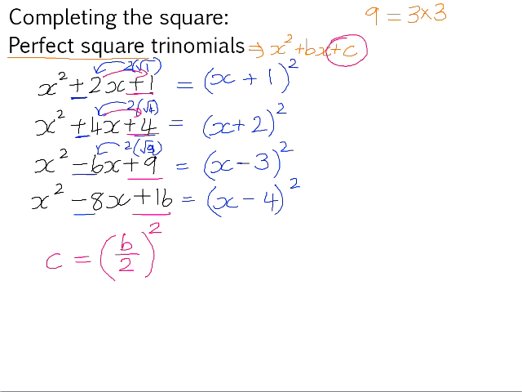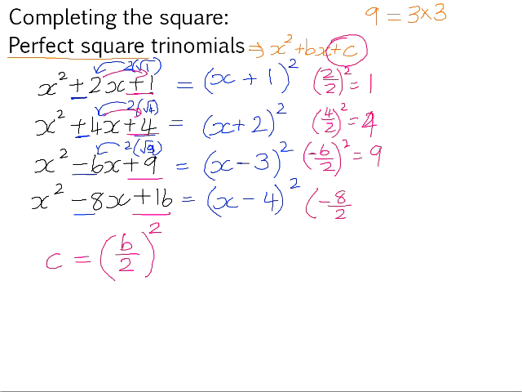And if we just have a look and see if it works, over here, 2 divided by 2 squared, 2 divided by 2 is 1, 1 squared is 1. Over here, 4 divided by 2 squared is 2 squared, which is 4. Over here, negative 6 divided by 2, all squared. Negative 6 divided by 2 is negative 3, squared is positive 9. Over here, we have negative 8 divided by 2 all squared. Negative 8 divided by 2 is negative 4. Negative 4 squared is positive 16. So we can see that this relationship will help us to find the constant that completes the square.